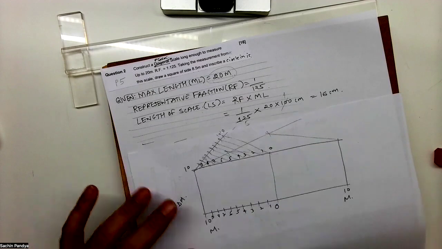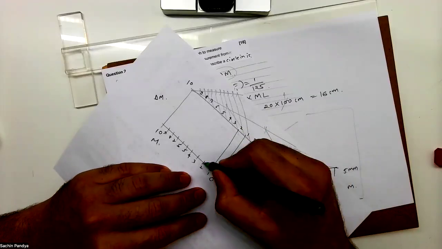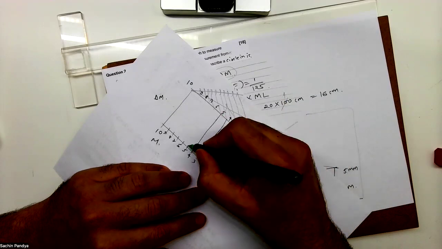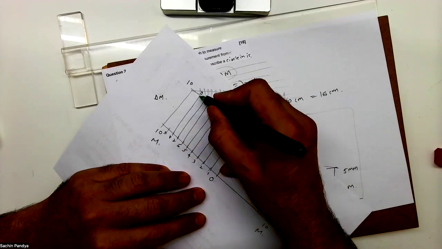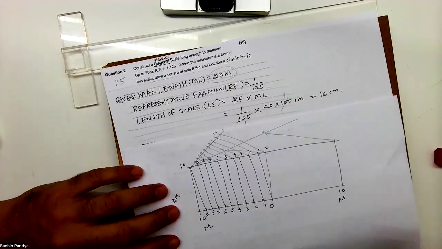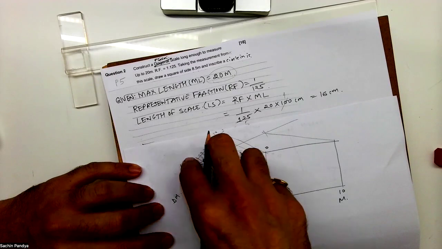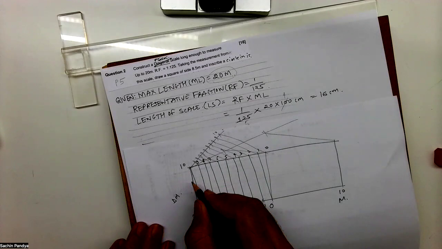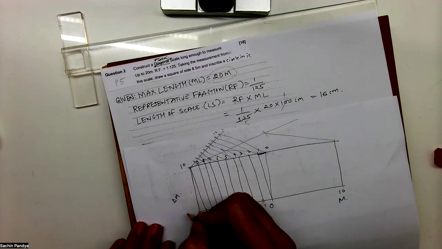Okay. After that, join 0 to 1, 1 to 2, 2 to 3, 3 to 4, 4 to 5, 5 to 6, 6 to 7, 7 to 8, 8 to 9, 9 to 10. Got it? Now what you have to do, you have to draw horizontal lines. We'll divide this vertical line, this is actually 1 meter. We're dividing 1 meter into 10 parts. We'll get 10 decimeter.